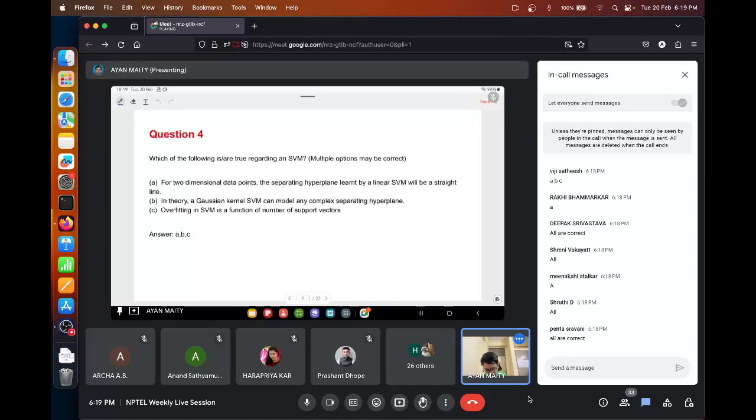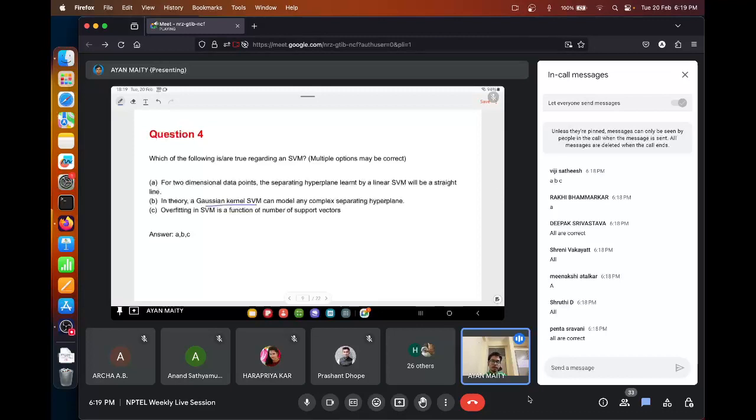So the correct answer is all three options. The first option says that for two-dimensional data points, the separating hyperplane learned by a linear SVM will be a straight line. This is certainly true: the hyperplane would be a straight line between the two classes. The linear SVM always learns a straight line. Option B is, in theory, a Gaussian kernel SVM can model any complex separating hyperplane. This is also true. A Gaussian kernel can theoretically model any kind of complex hyperplane.